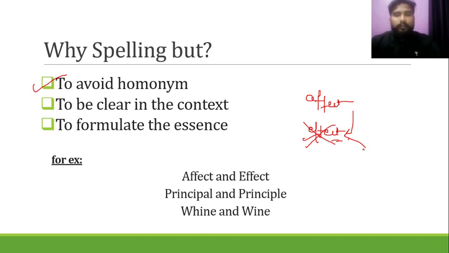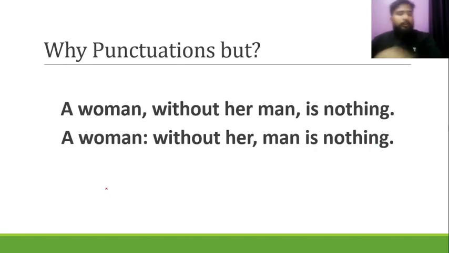Right? Fine. Next part is what is principal and principle. That's also different. PAL is different from PLE. And these have to be correct to have a clear context, and to formulate the essence along the passage, to make you understand what is right and what is wrong. Then going ahead, what are punctuations?